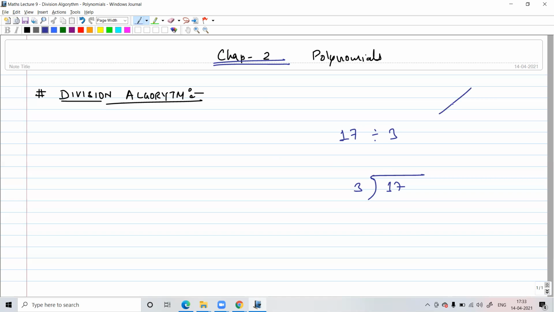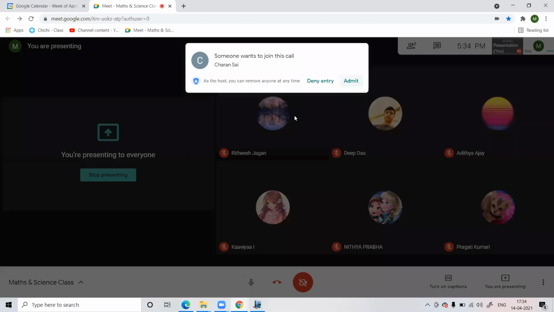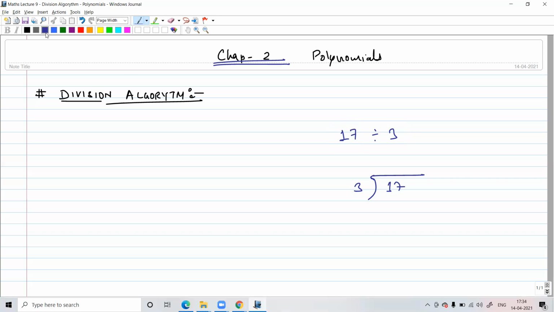But for that, we'll start with simple numbers like this. Let's say I want to divide 17 by 3. What do we do normally? We write 3 here, 17 here, and we divide it. And what do we do? 3 5s are 15 and we get a remainder 2.